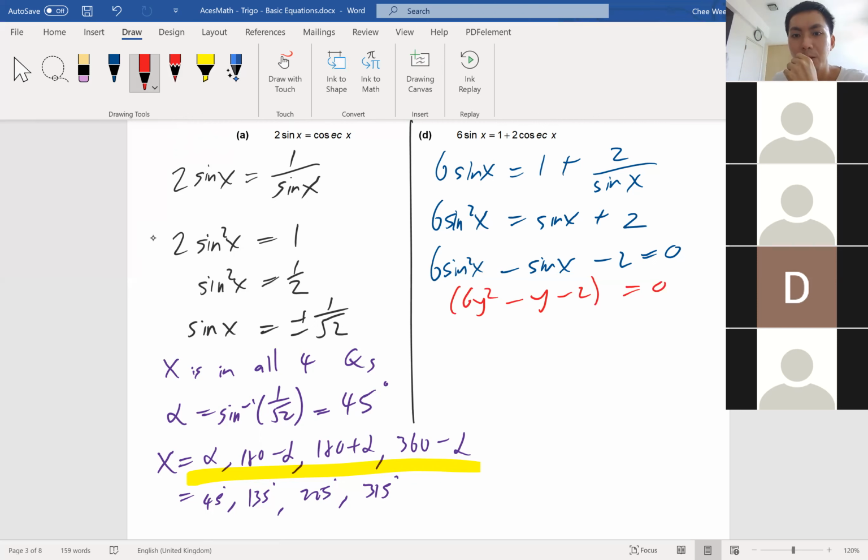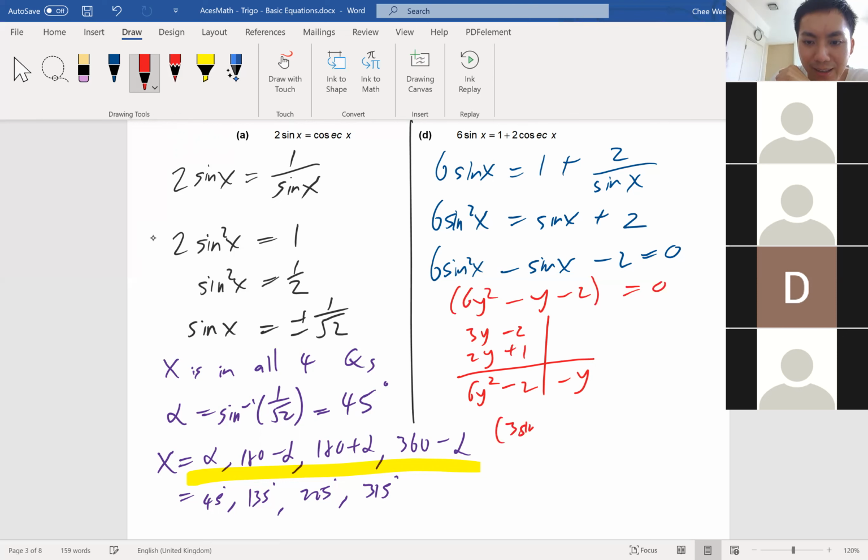Factorize 6y squared. So this one. So you have 6y squared minus y minus 1. So 3y, 2y, minus 1 plus 1. Get it? So I will not write it as y anymore. So it's like (3 sine x minus 1)(2 sine x plus 1) equals 0. Understand? So are we supposed to show this working out?